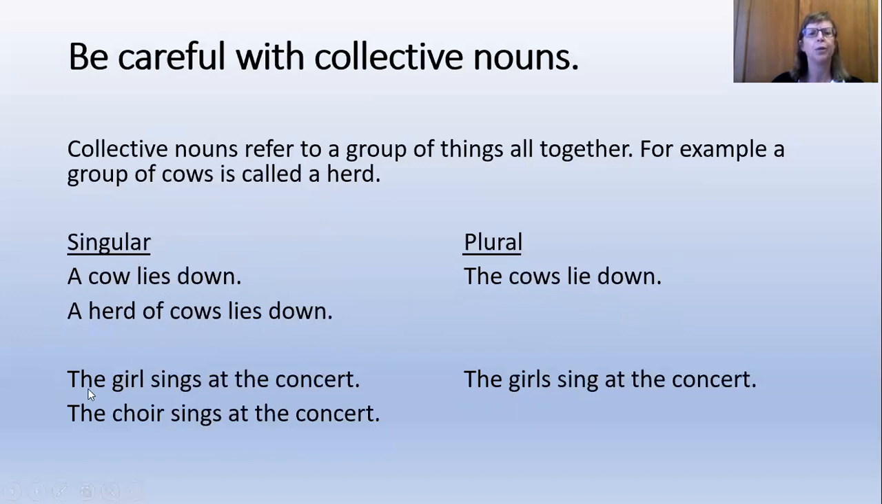Another example, the girl sings at the concert. Single subject, girl sings with the S because it's single. Plural, the girls sing at the concert, and the S has been taken off. But if we say the choir, and the choir is a group of people that are one unit, the choir sings at the concert. We couldn't say the choir sing at the concert.